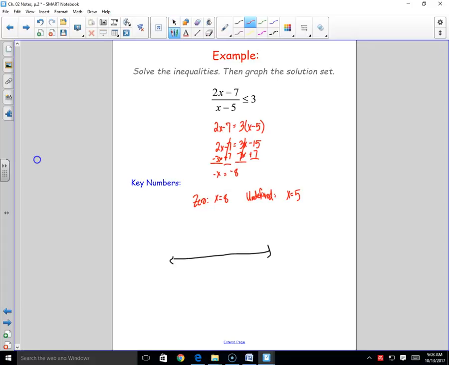What am I going to do with these 2 numbers? Put them in my number line. I'm going to mark my number line sections. And guys, what am I going to do? Just like the last example, pick one. Maybe 0 sounds fun. 6, I guess. Maybe 10. But what am I going to do with each of these? Plug them into the original and say yes or no? True or false?